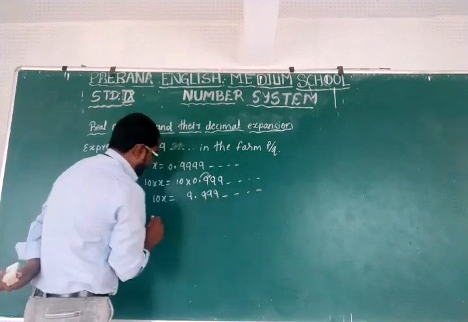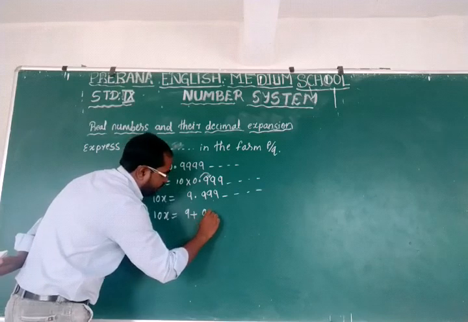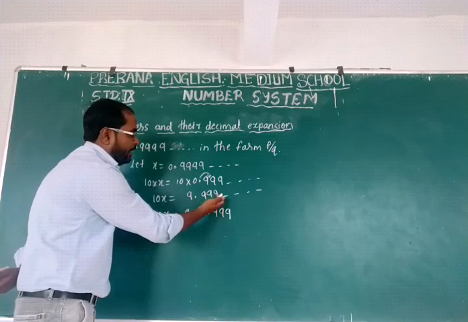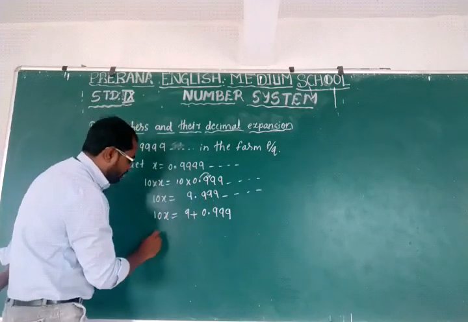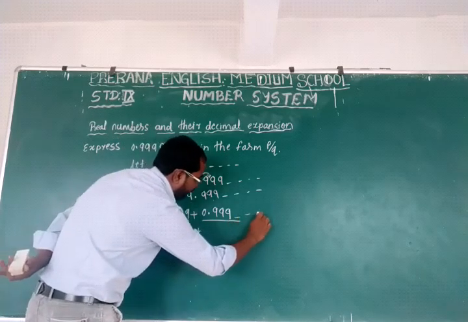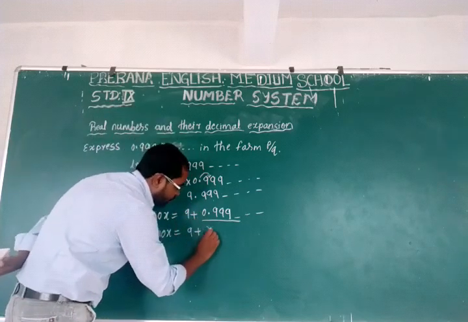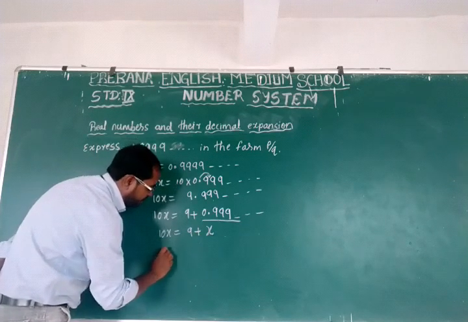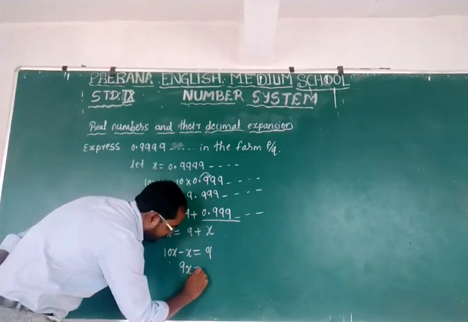That will become 9.999, and so on. So 10x we write as it is, and we will write this as 9 plus 0.999. So I have divided and written 9.999 as 9 plus 0.999. So we will write it as 10x equal to 9 plus this value. This value we have already taken as x. So in this place I will substitute x. So it will become 10x is equal to 9 plus x. This x you shift to this side. That will become 10x minus x is equal to 9. That will become 9x is equal to 9.